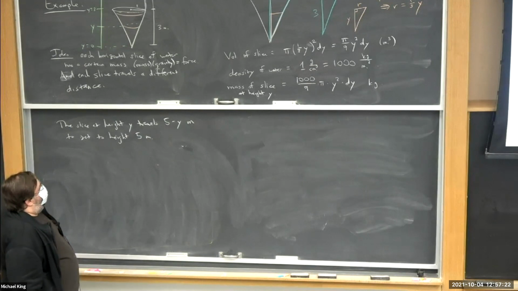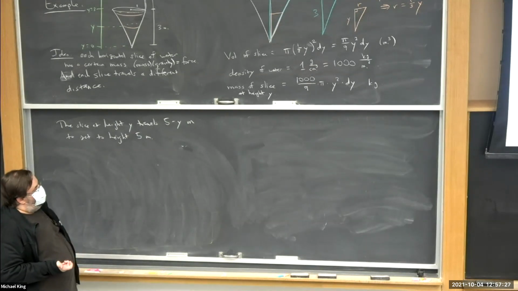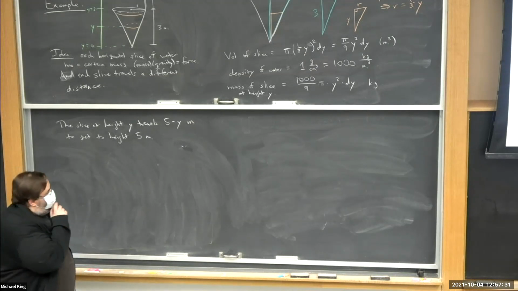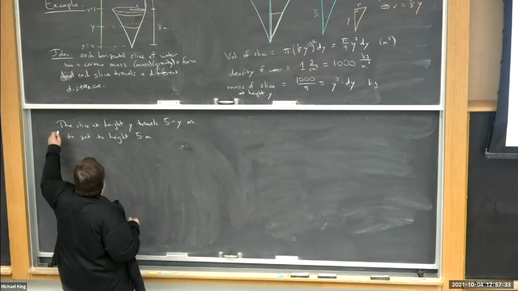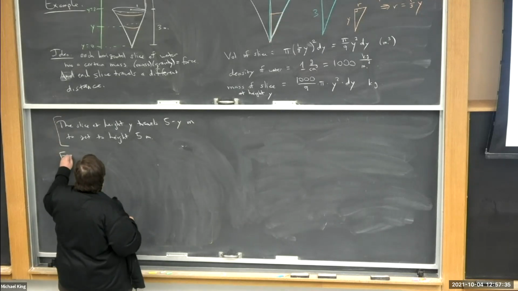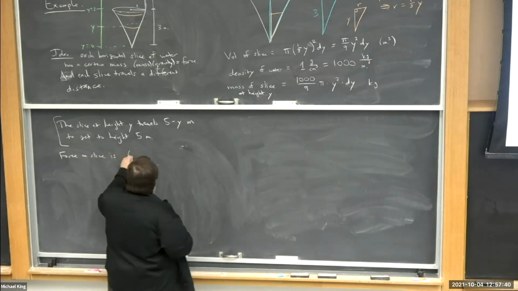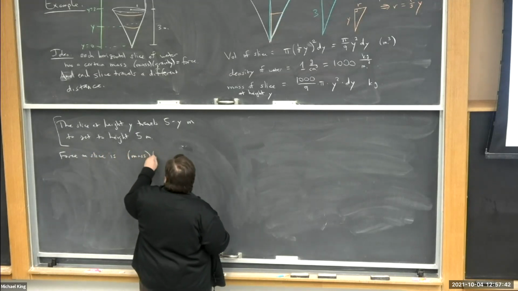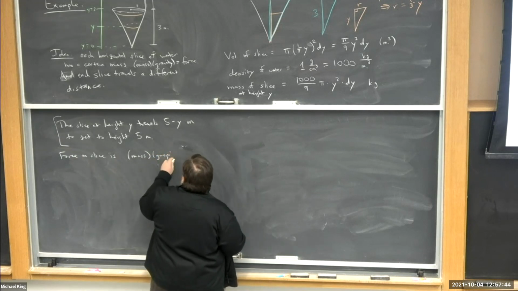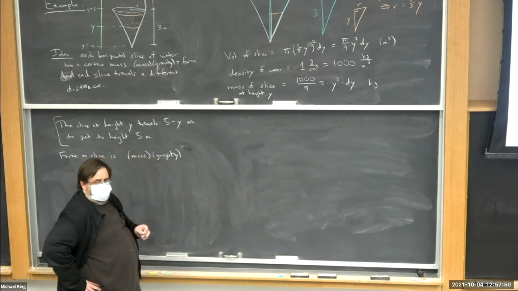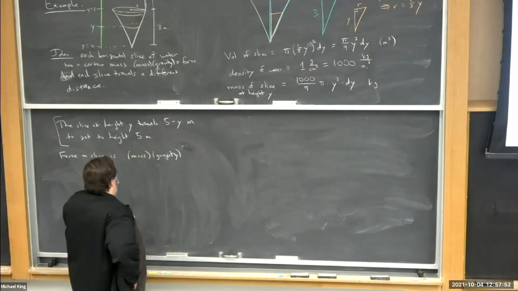Okay, so I guess one thing I forgot to do, sorry, was the force on the slice. The force on the slice is actually mass times acceleration, gravity, right? So I probably should have said that first. The force on the slice is mass times gravity, which is 9.8 meters per second squared, right?